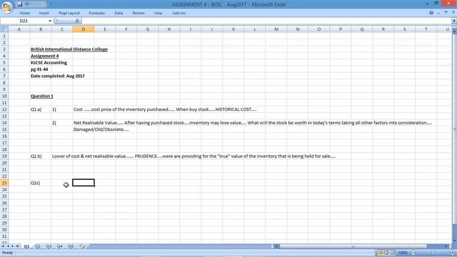Question 1C says, a trader provides the following information about his inventory at 30 November 2015. They've given you inventory codes, the number of units in stock, the cost per unit, and the selling price per unit in the table. The trader had to pay carriage inwards on inventory code number BD20.